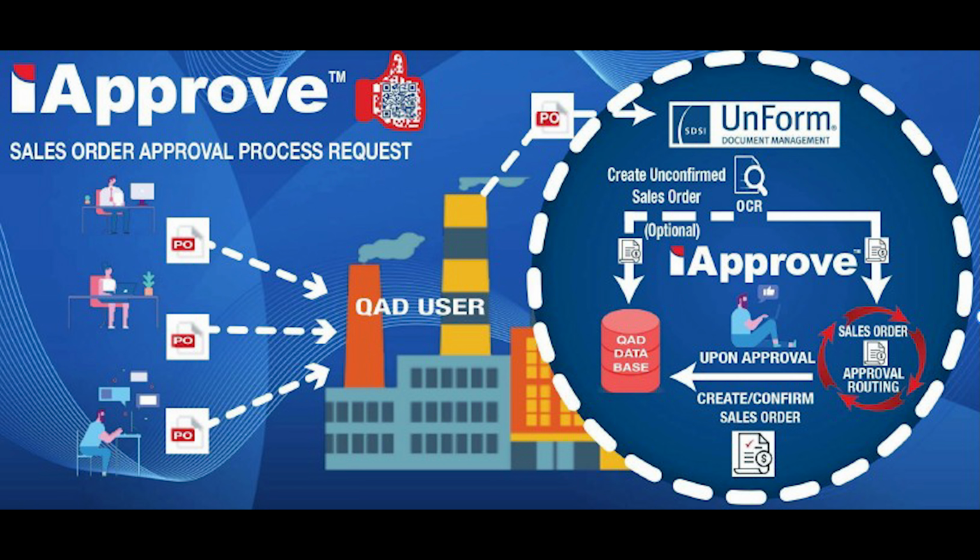Okay, I'm seeing how this is coming together. So the PO comes in, UnForm grabs the data, iApprove routes it for approval, all within QAD. What's the final piece of the puzzle here? The magic really happens once that PO gets approved in iApprove. The system then automatically converts that approved PO into a QAD sales order. Wow, so it just takes care of creating the sales order for you. That's got to be a huge time saver.